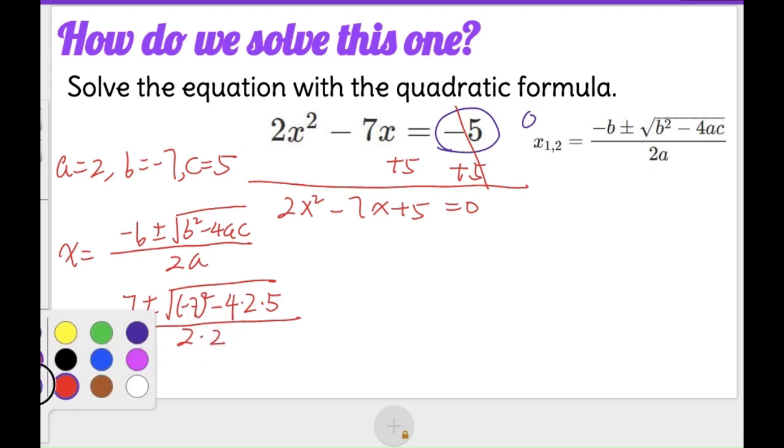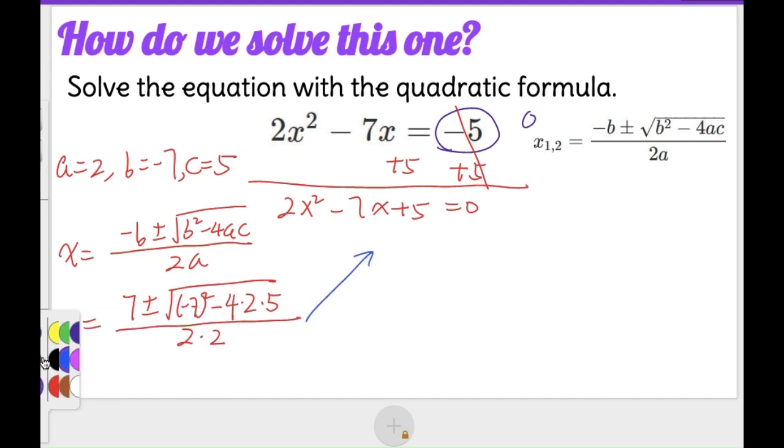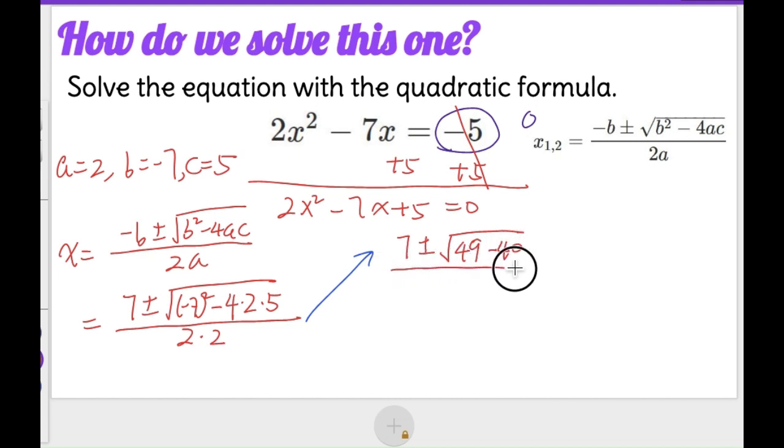So let's continue. It becomes 7 plus or minus, let's do a quick mental math. -7 squared is 49, and 4 times 2 is 8. 8 times 5 is 40. And then divided by 2 times 2, which is 4. So 7 plus or minus, this time we have the square root of 9, over 4. Then we have two solutions, which is 7 plus or minus 3 divided by 4.